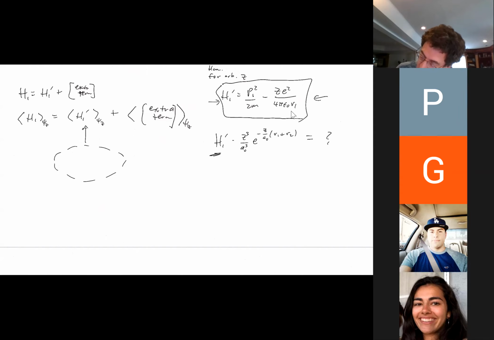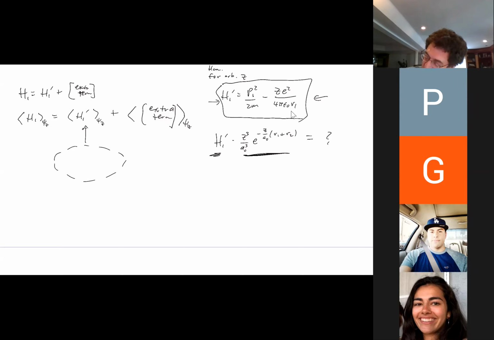What happens when H1 prime hits this wave function? Can you guess? Can anyone guess? It returns the traditional energies for the hydrogen wave function, except wherever you see an e squared, you multiply that times Z. Yeah, that's exactly right.